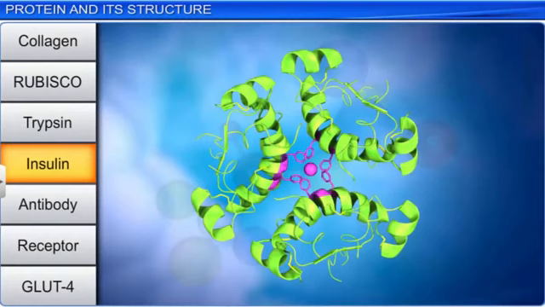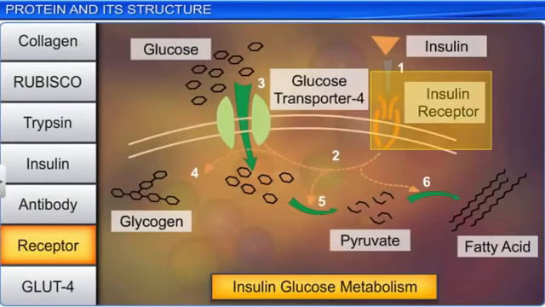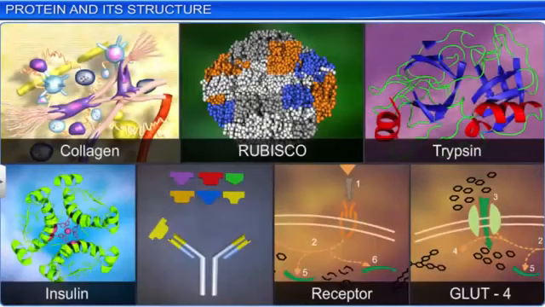Another protein called antibody helps fight infections. Receptor, another protein, helps in sensory reception, while glucose transporter 4 or GLUT4 helps in transporting glucose to the cells. In this manner, various proteins play a vital role for every living organism. The structure of these proteins is crucial in determining their functions.